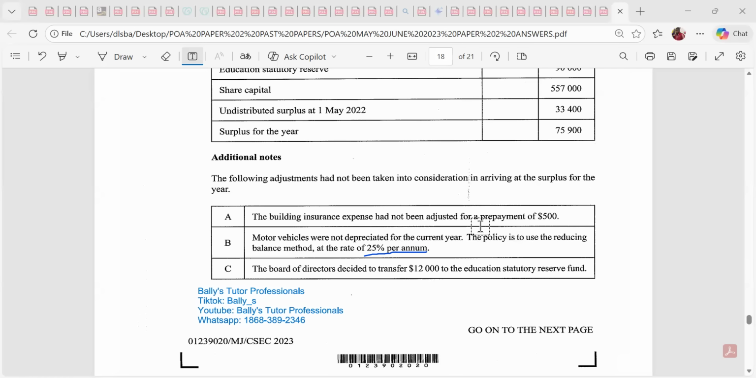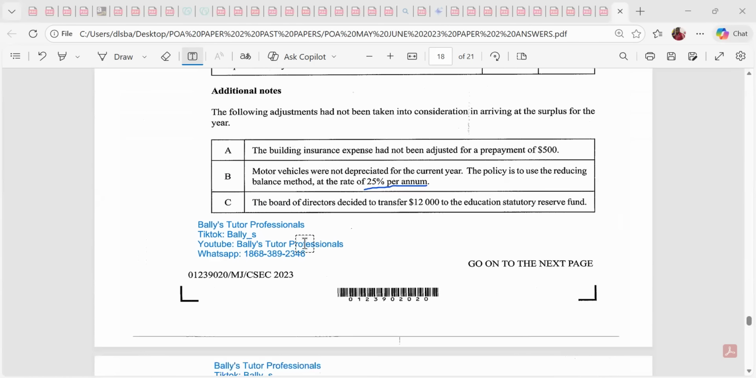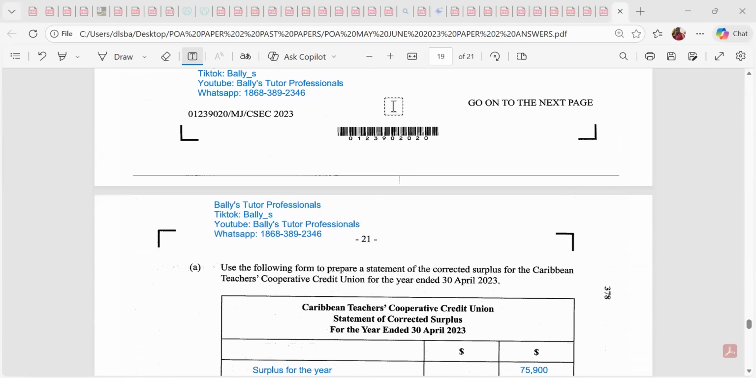And the board of directors decided to transfer $12,000 to the Education Statutory Reserve Fund. The last one is not going in what we're about to do. This will go in the appropriation account. The last one is the same thing as with company accounts. When you transfer into reserves, that goes in the appropriation account. Same thing here. Alright, so we're just looking at number 1, A and B for now.